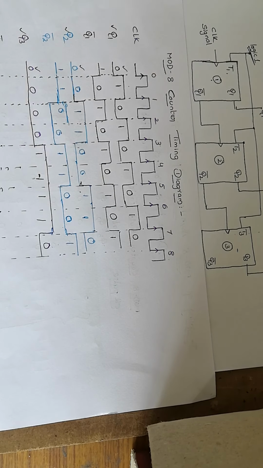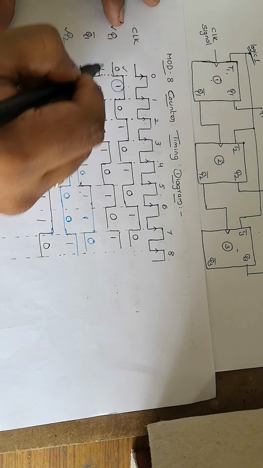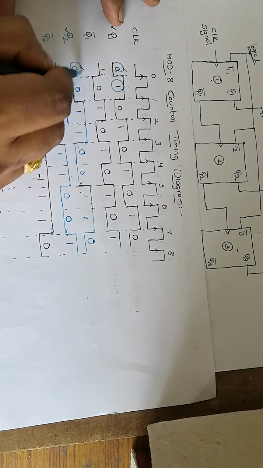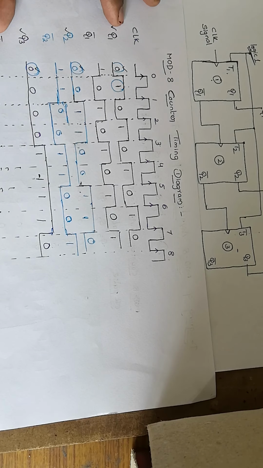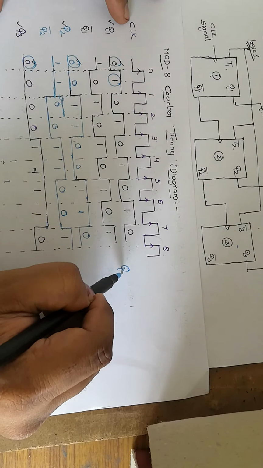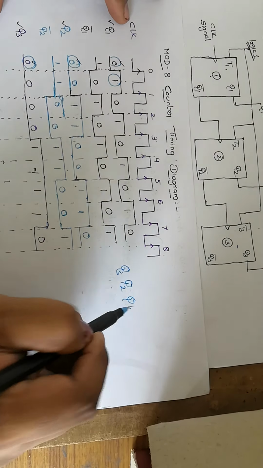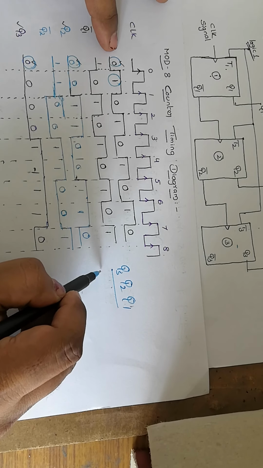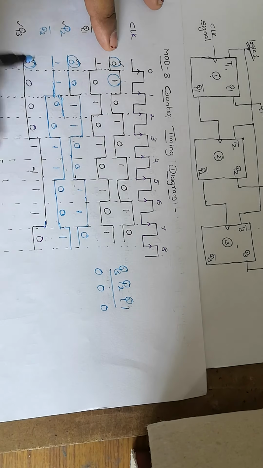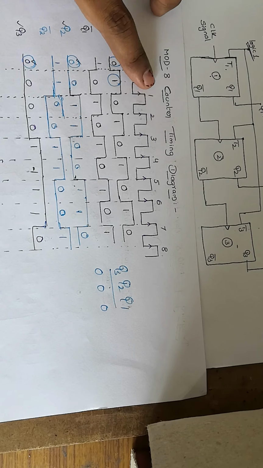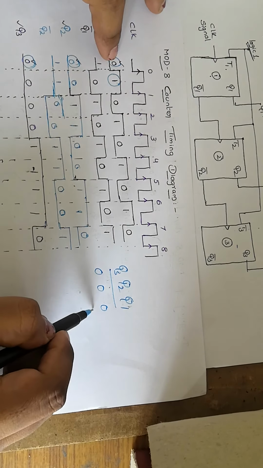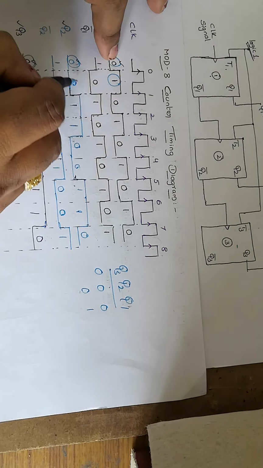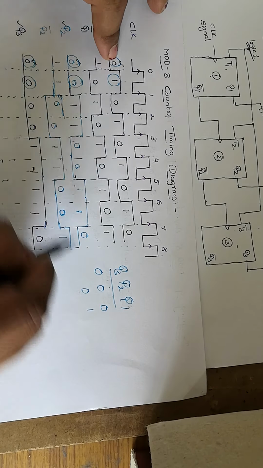Okay, if you observe all these states, the output of Q1 is 1, and initially 0, 0, 0. Let us say Q3, Q2, Q1, so I am writing Q3, Q2, Q1 here. At the 0th clock pulse, what is the output? 0, 0, 0. After applying the first clock pulse, output is Q1 is 1, and Q2 is 0, Q3 is 0.